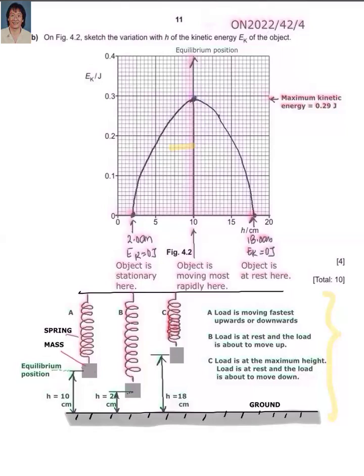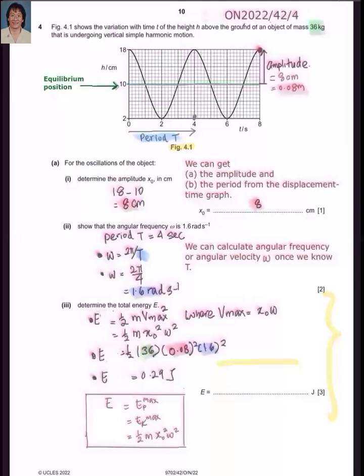At A, the object is moving fastest, either upward or downward, depending on whether the mass is oscillating upward or downward. Then at B, the mass is at rest and about to move up. At C, the mass is at the maximum height, at rest and about to move down. Therefore, figure 4.1 is a graph of displacement against time.